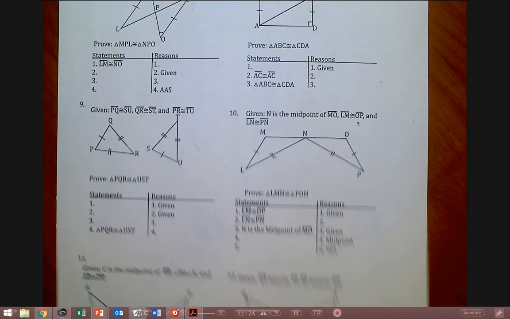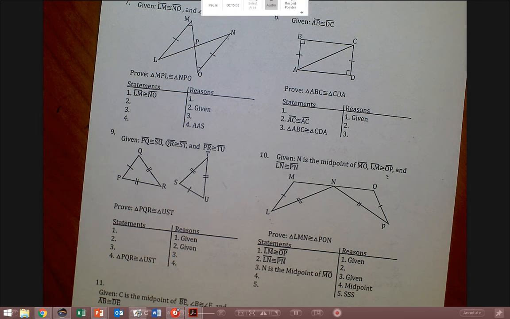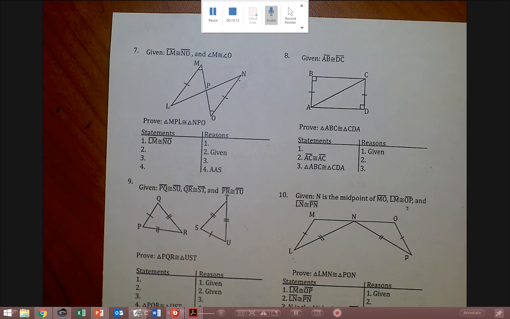So, right now you're working on this. Okay, all of a sudden everything decided to stop. All right, go ahead, work on that. There we go, there we go.